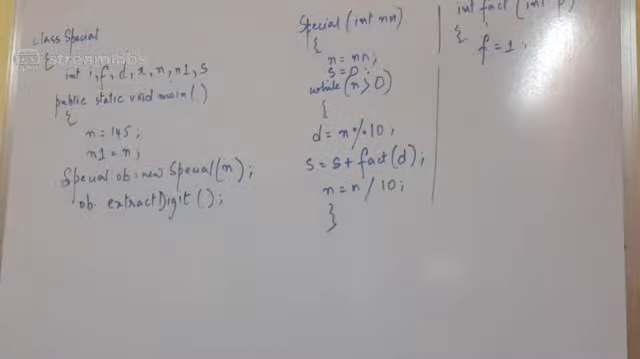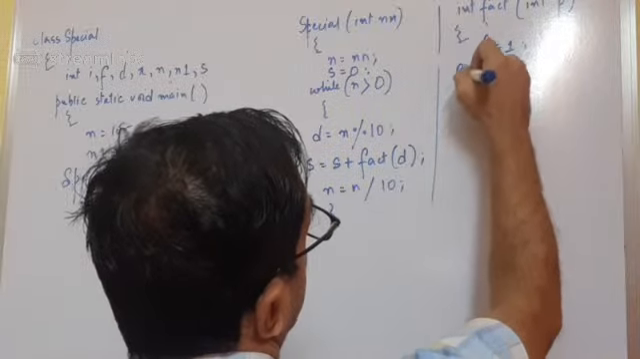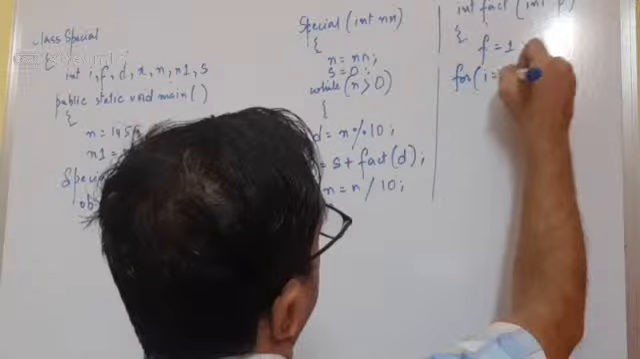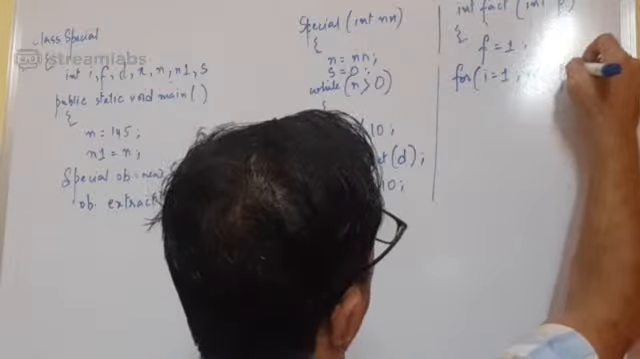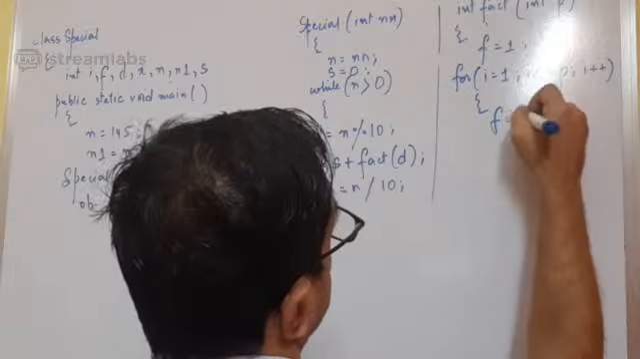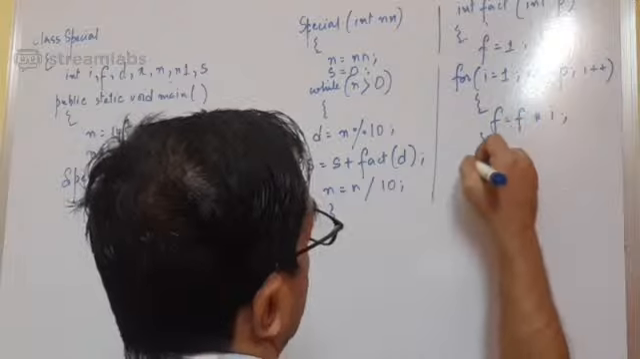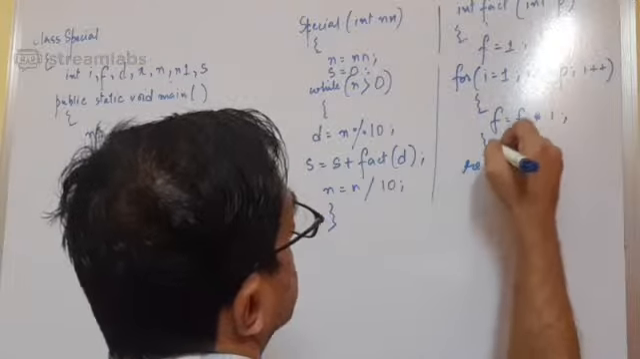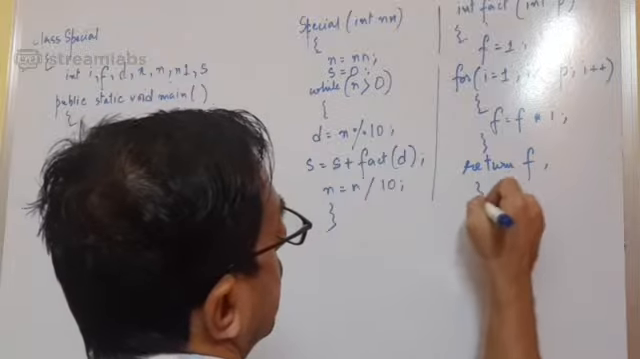And over here I'll be starting a loop so as to start with the process of finding the factorial. For i equal to 1, i less than or equal to p, i plus plus, so f equal to f asterisk i. Now inside this I'll be using a return statement. Now return f will be there.